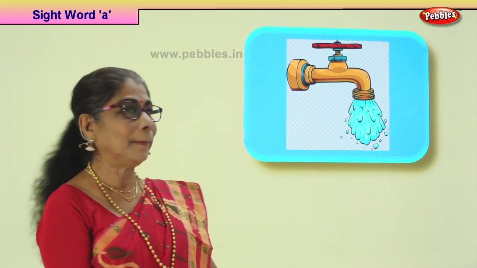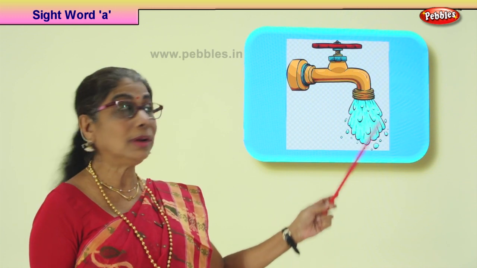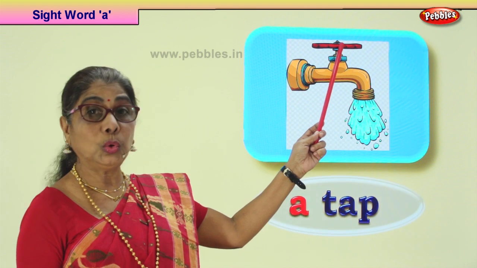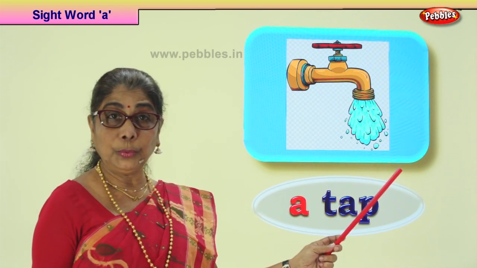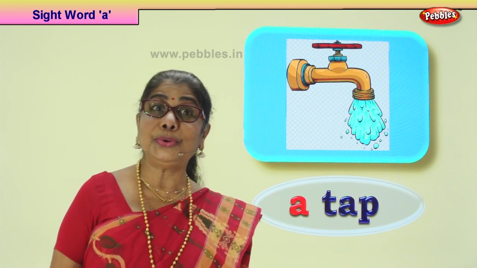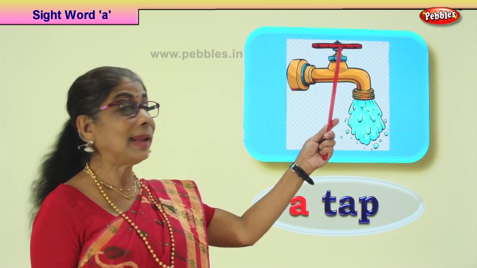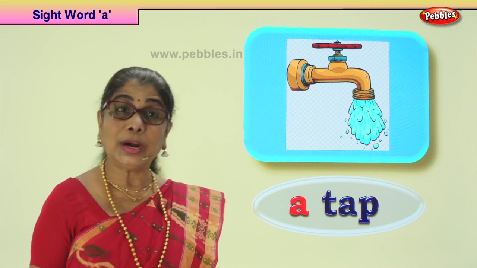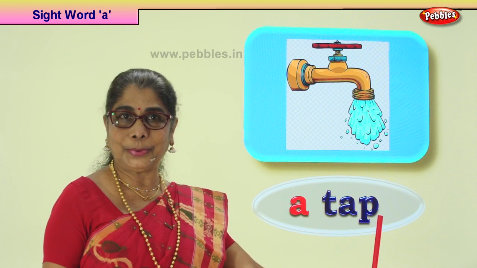What do we see here? What is coming out? Water. What is this? Tap. You can open and close the tap. When you open the tap, the water will flow. Then you close the tap, water will stop. See that you don't waste water. Don't open the tap fully. Don't waste water. Sight word a, read on a tap.